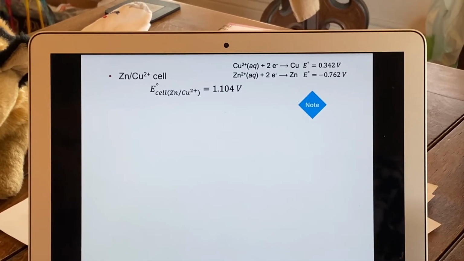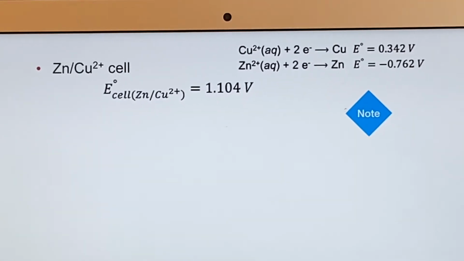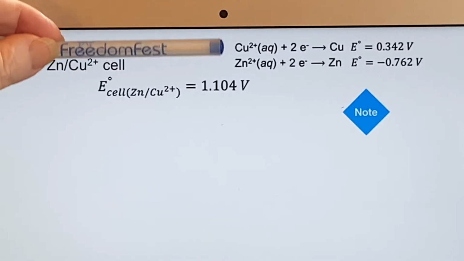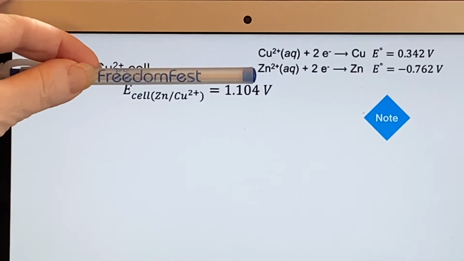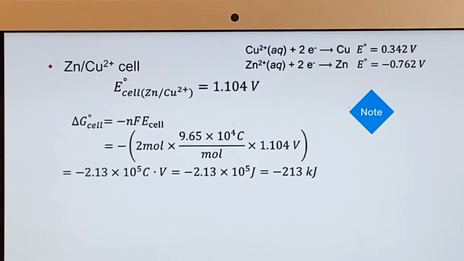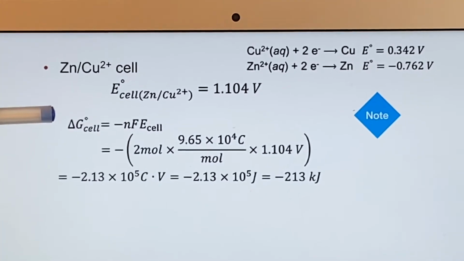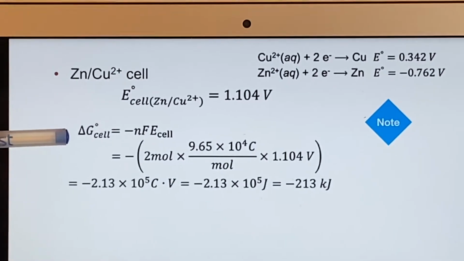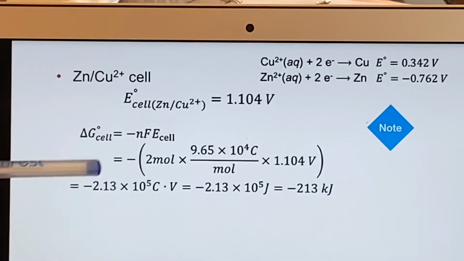This is your zinc copper cell that we've done before. And when we did it, we noticed what E was for the cell, and we'd made it out of these two. We kept this one the way it was, and we flipped this one the other way. And what we can gather from that is what to put into this equation. What is the change in energy of the cell? Well, minus nFE.